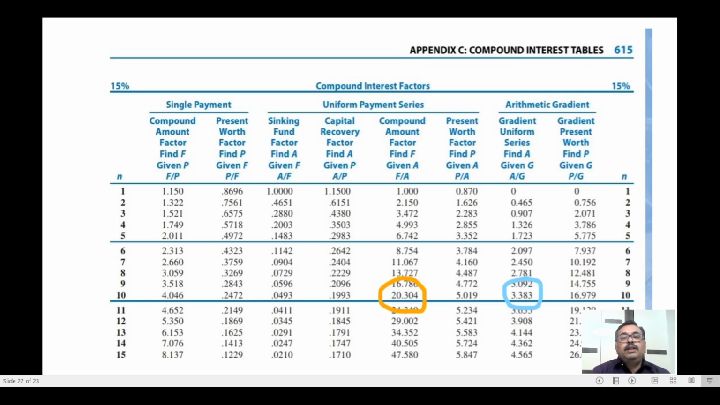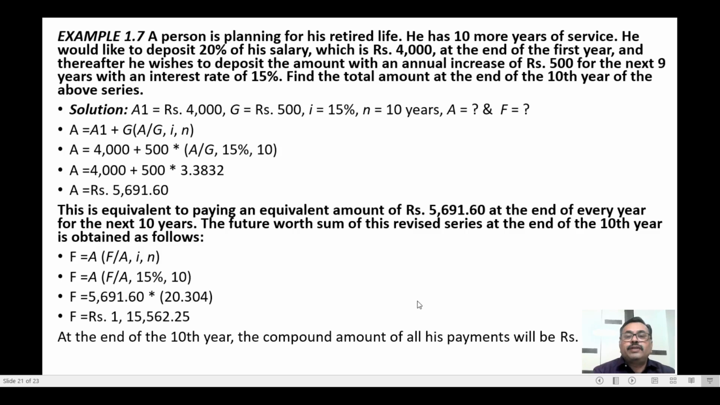This is the table that you can see. First, initially we have taken the A bar G value. Whenever you take the A bar G value for 10 years, it is 3.383. And if you take the F bar A, it is 20.304 that you have taken. See here, you have taken 20.304 for F bar A, and for A bar G, you have taken 3.383.